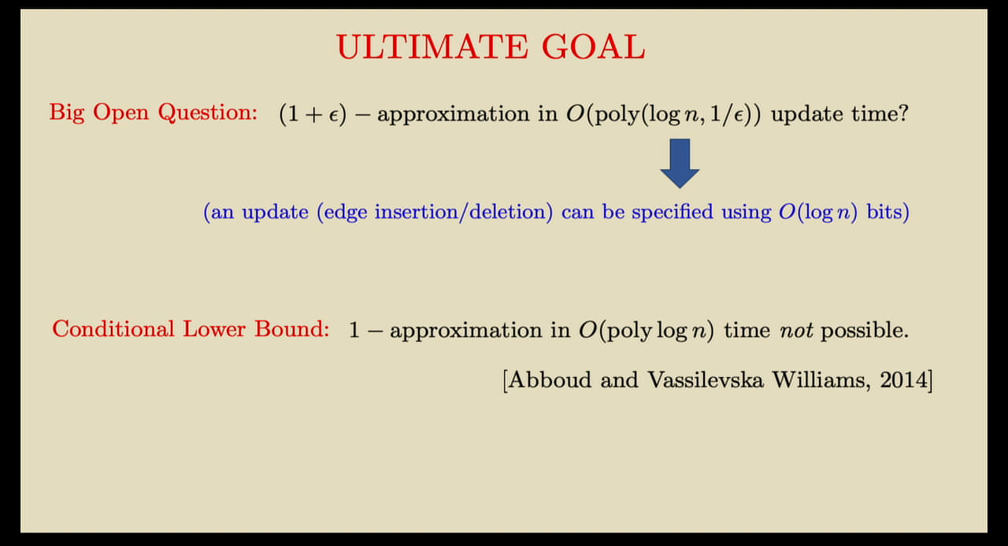I will just say one thing, it is known there is a very strong conditional lower bound. It just says that you cannot maintain a one approximate matching in polylog n update time. Now, I need to think a bit, but my hunch is that lower bound would also extend if you just ask for additive one approximation.